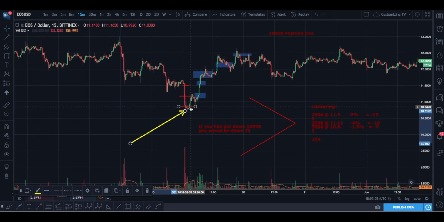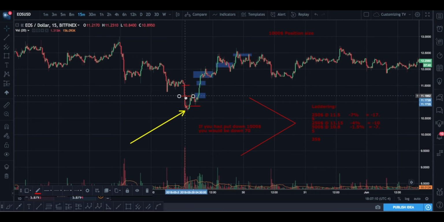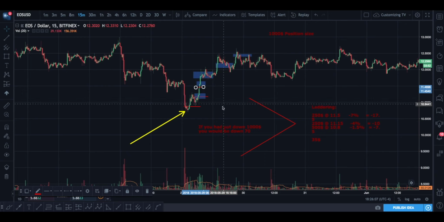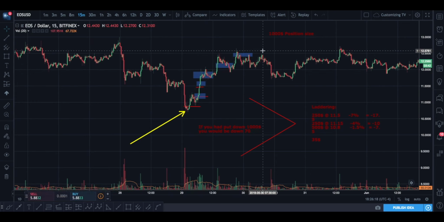So you might be thinking, if I was laddering my buys here, and then here, and then here, once we reach this level here, I'm not at as great a profit as I would have been if I had gone all in at this level. There will be many times where you would have been better off going all in at the beginning rather than laddering your buys or your sells. But this is a risk management strategy. You're here to increase your profitability while minimizing your losses. And this is one way to do it, okay?